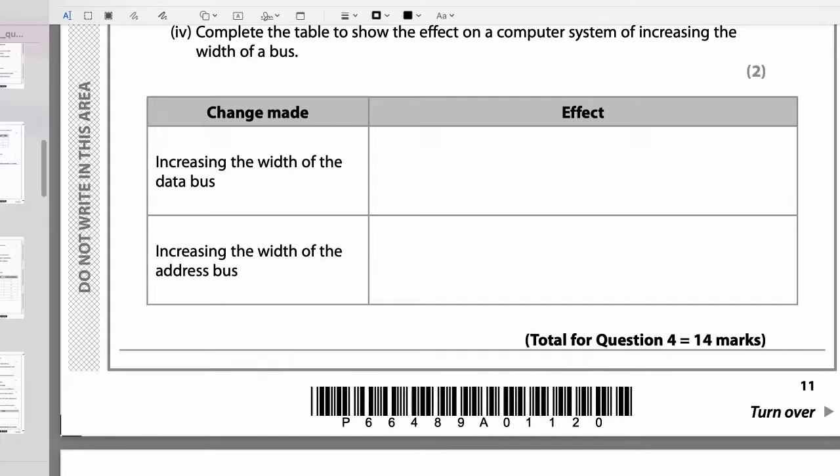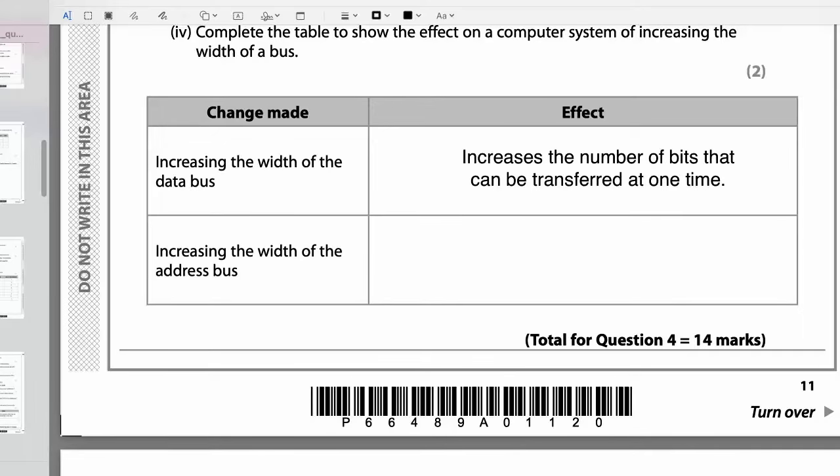Now, number 4, the final question of question 4, complete the table to show the effect on a computer system of increasing the width of a bus. So increasing the width of the address bus and the data bus, and the effect. So increasing the width of the data bus increases the number of bits that can be transferred at one time, and that will be 1 mark. And increasing the width of the address bus increases the number of memory addresses. And that completes question 4 for 14 marks.